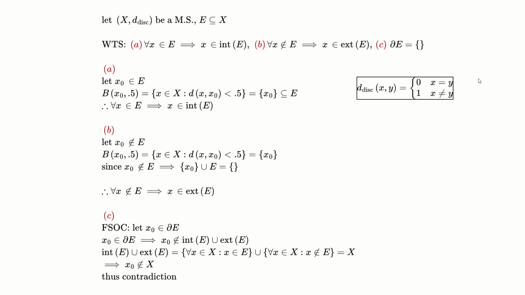And so for part C, we want to prove that the set of boundary points is equal to the empty set. So for proof by contradiction, let's just say that there is some element in the set of the boundary points. And we know that if it is in the set of the boundary points, it's not in the union of the interior of E and the exterior of E. Since the interior of E and exterior of E are the union of these two sets, where x is in E and x is not in E, this basically implies that this set is equal to X, which basically means that x naught is not in X, which is a contradiction.